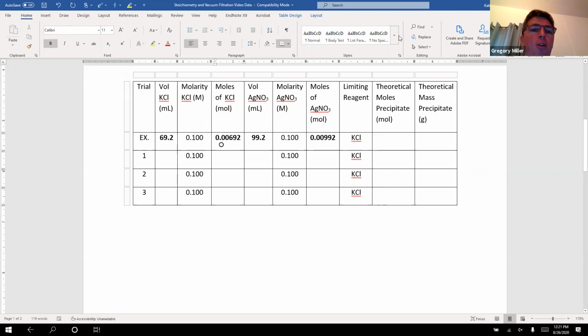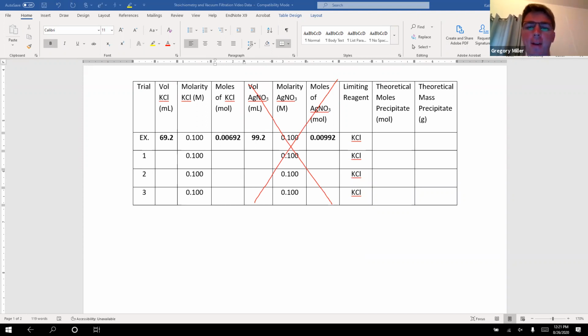Theoretical moles of precipitate. So once you know your limiting reagent, you don't care about the numbers for the excess reagent. So basically, none of these are going to be important for any of our calculations. The data is still important. It's still important stuff to have, but all of our calculations are going to start from the volume of KCl that we have. So to put this little diagram back up.